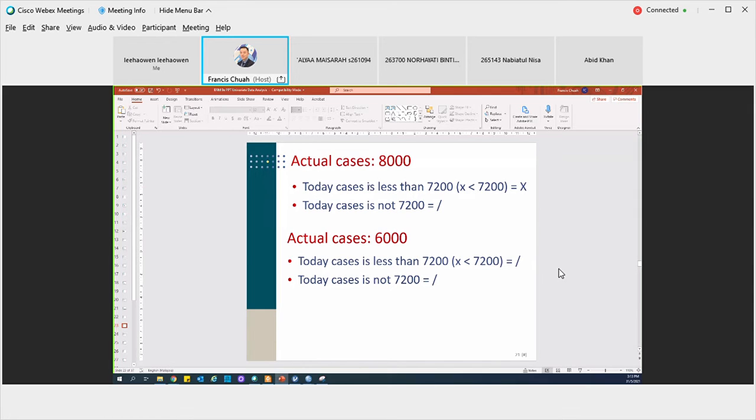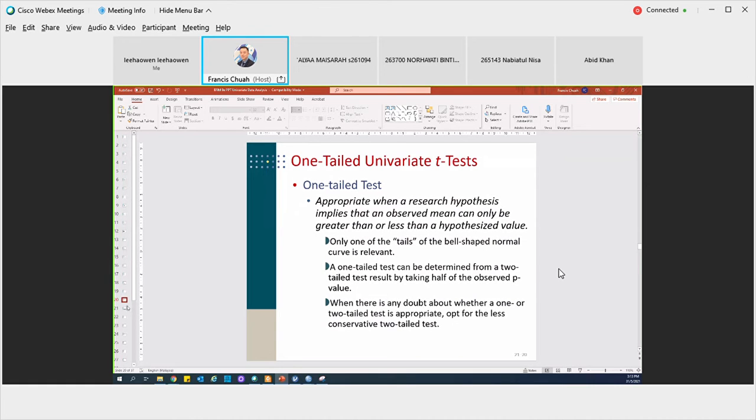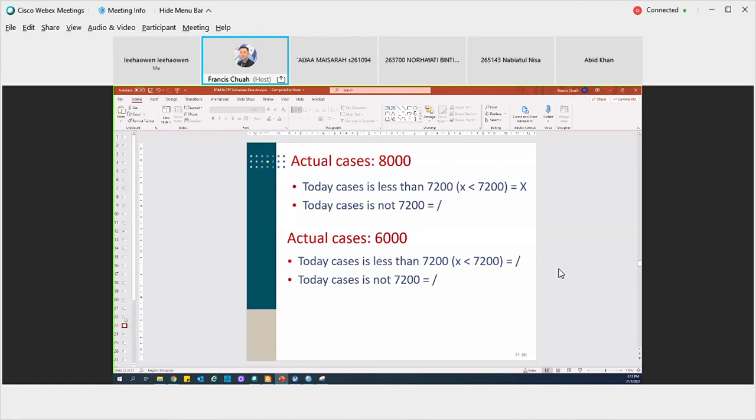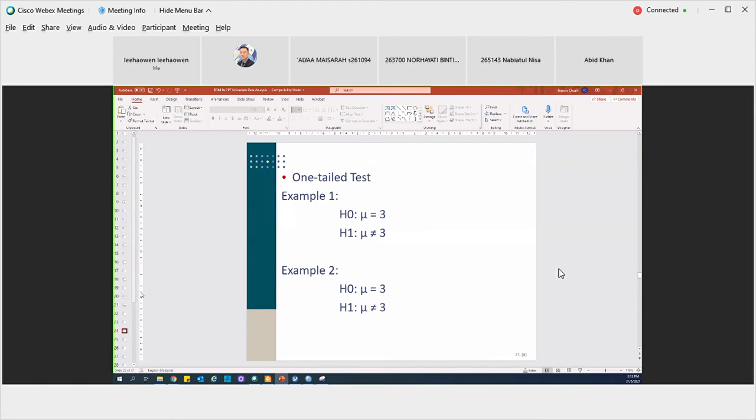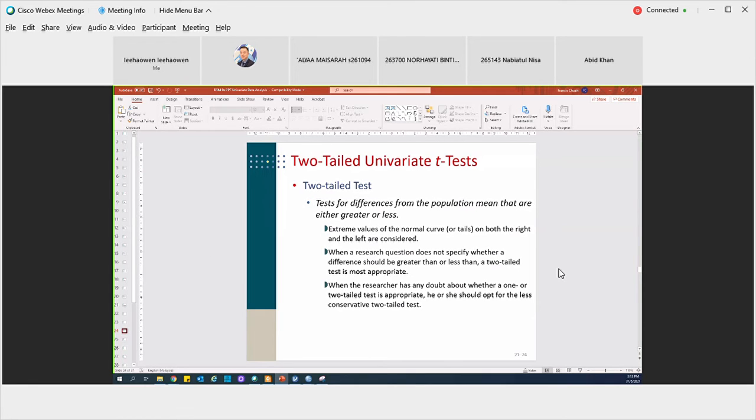Directional and non-directional hypothesis. Okay, if you do not speculate any statement that is saying either larger or smaller, this is called a two-tail analysis. Why? Because given a distribution, you don't care where the direction is, right? So you are saying something like this, is it 7,200 or it is not 7,200?